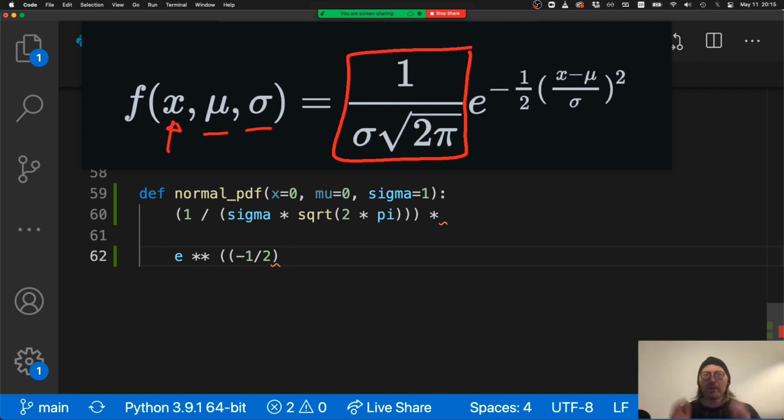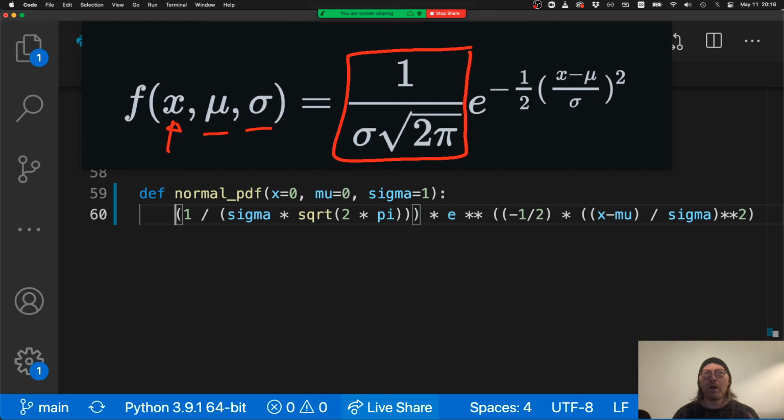So this is all kind of packed in, right? So negative 1/2 multiplied by x minus mu, and that is divided by sigma, okay? And so we've got this chunk right here that is also enclosed here. So we have to exponentiate this by 2, and then we close the whole thing like so.